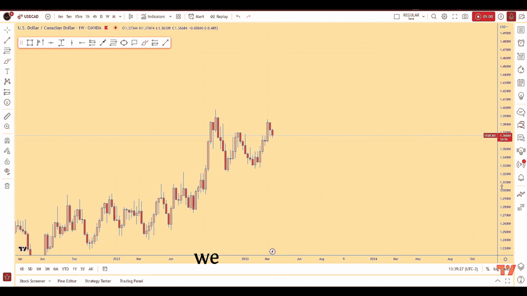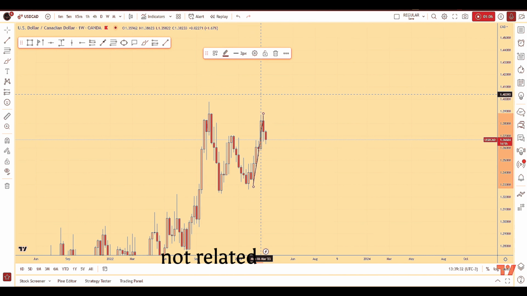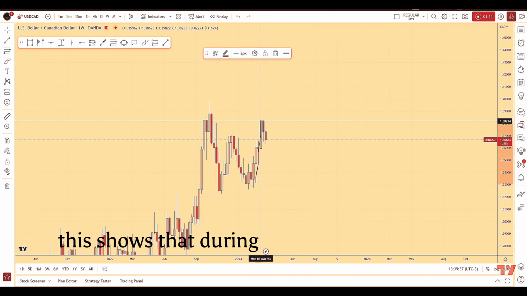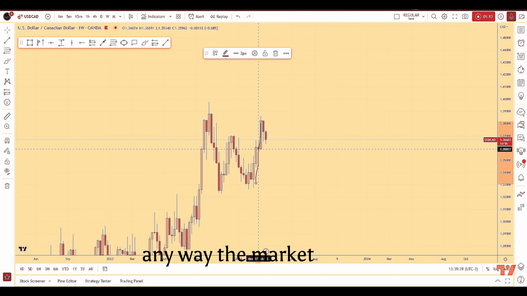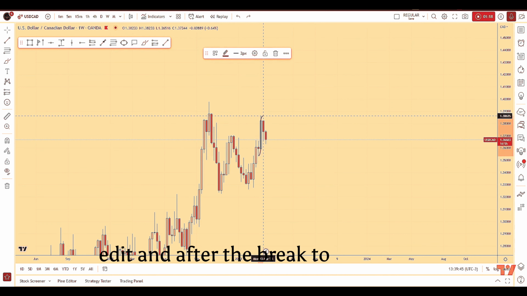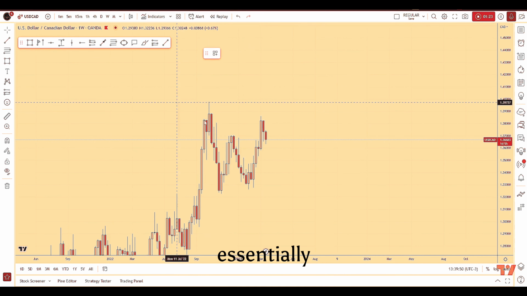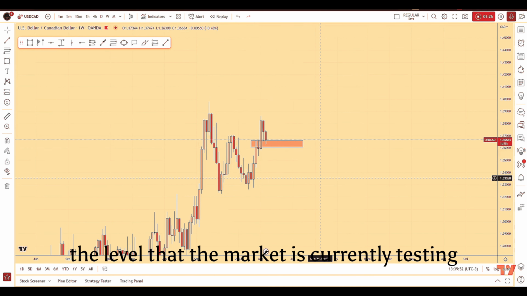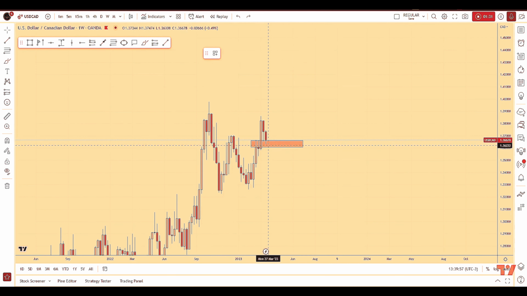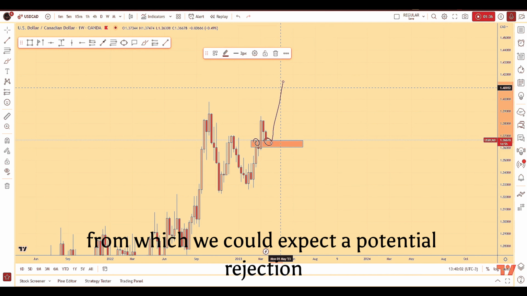Dropping down on the weekly, we can see how from a weekly perspective, during all this move to the upside, there is one candle not related to the move, which is exactly this red candle here. This shows that during the strong move to the upside, anyway, the market reacted to this zone and found resistance at it. And after the break to the upside, which we have now experienced, this previous resistance is now turned support. So essentially, the level that the market is currently testing is a quite strong zone of previous weekly resistance, which is now turned support at this area from which we could expect a potential rejection to the upside.